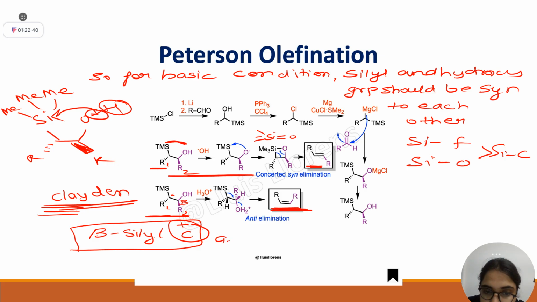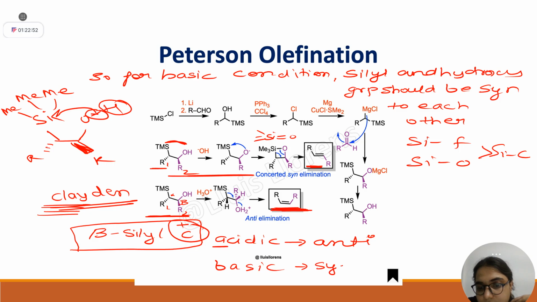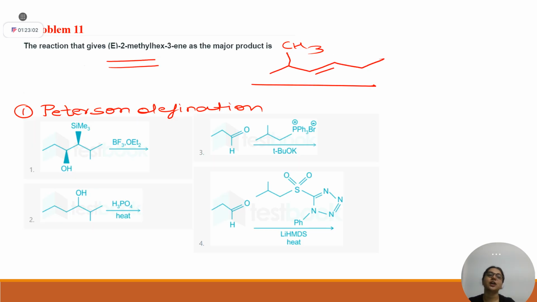Acidic condition starts from A, so anti-elimination. And your basic condition, the remaining one, is your syn elimination. Clear? Is Peterson olefination clear to everyone? If clear, solve this question now.